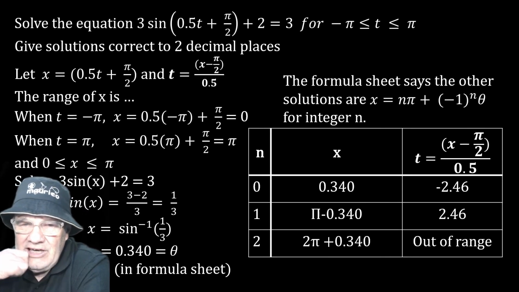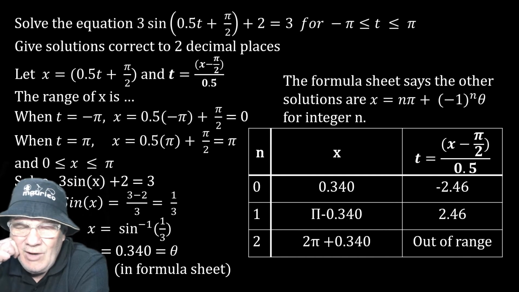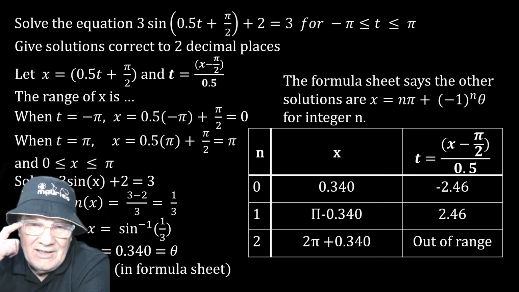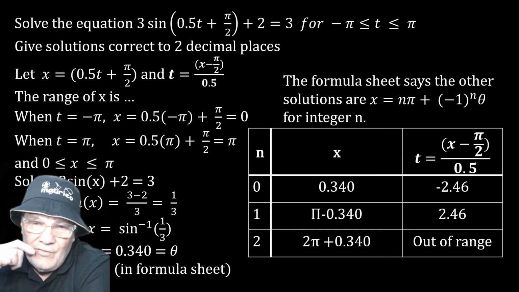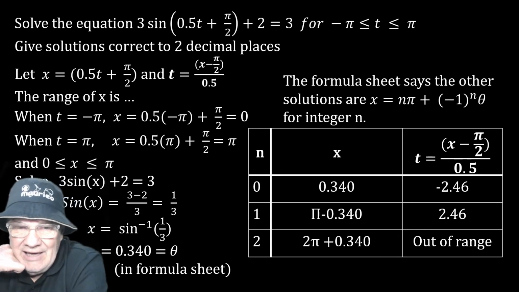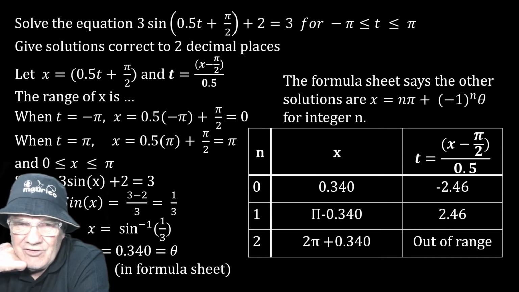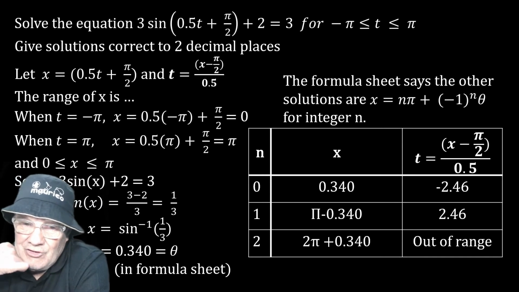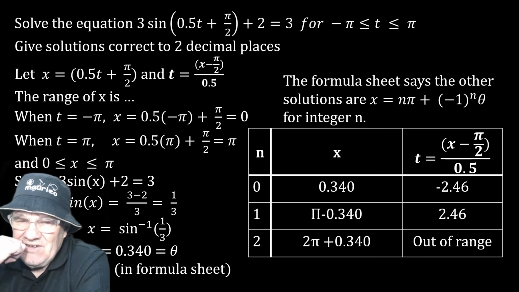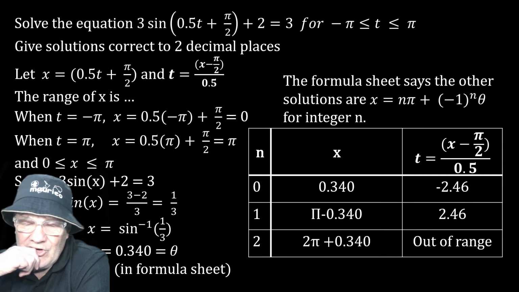Then we can go to n equals 1, and you can see that x equals n pi, which is 1 pi, plus negative 1 to the power of 1 times theta, and negative 1 to the power of 1 is negative 1, times 0.34. And we take that all away from pi, and that's going to give us pi minus 0.34, which is plus 2.46. And so that's our second solution.